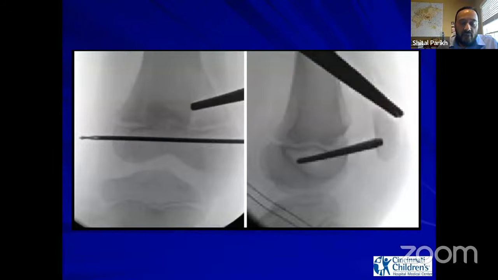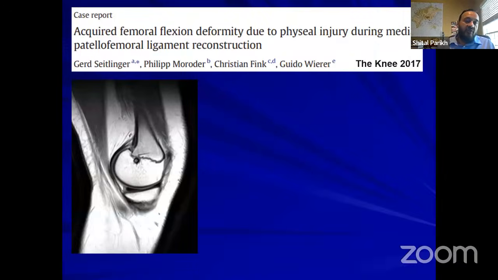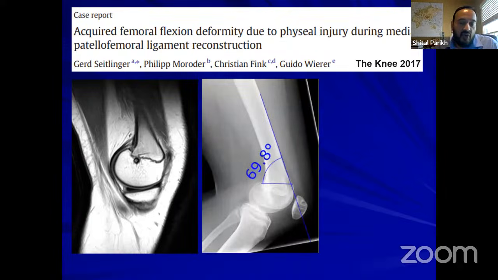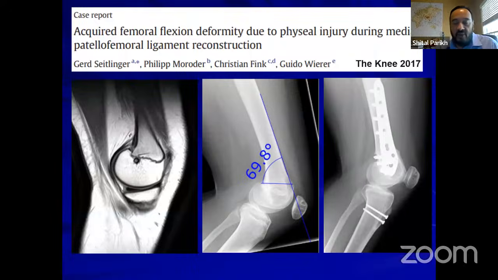This is how I do the pull-through technique. So I drill, but I check it under fluoro to make sure that I'm not near the physis. And then I would just put my sutures, pull the beath pin out, and then pull the graft in the femoral tunnel. There have been studies showing growth arrest with open physis. So one has to be careful. Here's an example where the posterior aspect of the distal femoral physis was injured, and the patient ended up with a flexion deformity, which required an extension osteotomy.